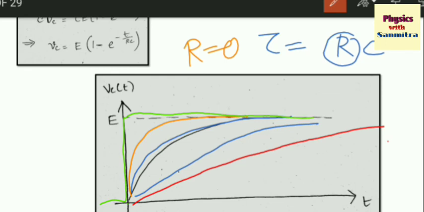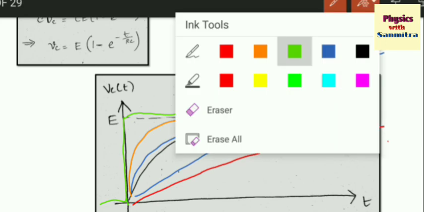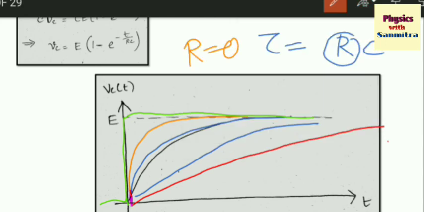So there is a kind of impulse at t is equal to 0. So the voltage jumps to E. This is the capacitor voltage. This is happening in a very short time. So the current is very large, and therefore the wires can get burnt. So that is the significance of the time constant.